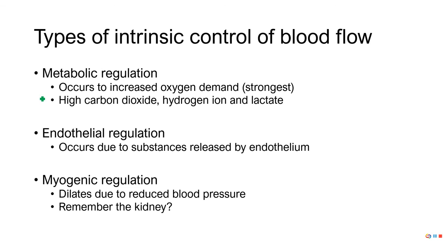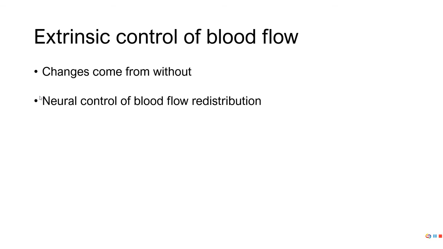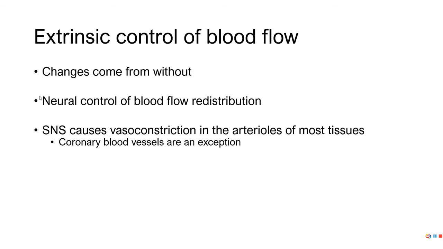Then we've got extrinsic control. So these are changes that are coming from outside of the cardiovascular system, okay? And so this is neural control. The sympathetic nervous system causes vasoconstriction via epinephrine, okay? With the exception of coronary blood vessels, where epinephrine actually causes them to dilate, because if you're having a fight or flight response, your heart is going to need more oxygen. And so we dilate those coronary blood vessels to let more blood flow into them so that the heart can work harder.